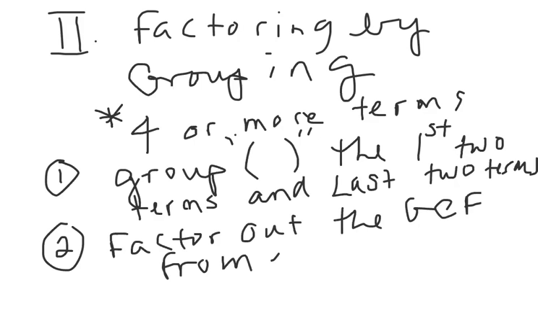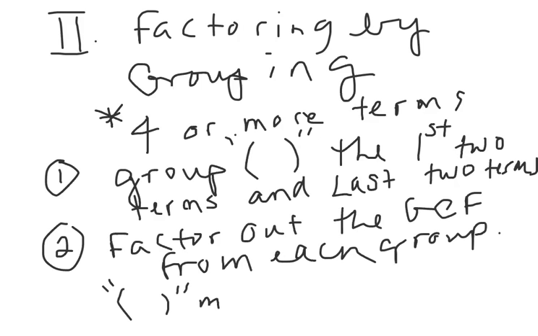Now, once you factor out the GCF from each group, guys, listen to this. Make sure you're careful with this. What's inside the parentheses must be identical. And if they're not identical, that means that something is wrong, and you need to make sure you go back and check your problem, unless, of course, it cannot be factored by grouping.